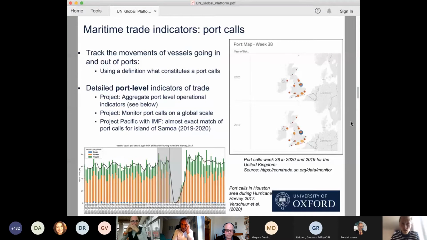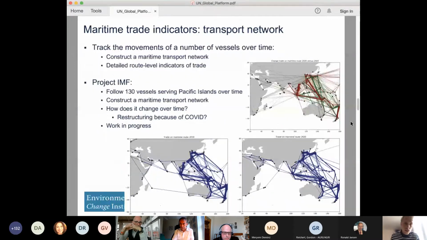And the third project was to say, okay, if we can do this, can we then scale it up to global scale? And this is something we did with the UN, and we developed the AIS port call monitor, where you can go to this website, click on a country and click on a week, and you can see how many vessels go into the different ports in a country, and you can compare their status in 2020 compared to their status in 2019.